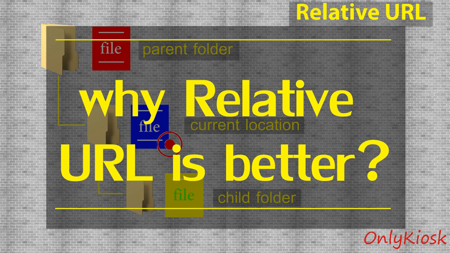In the future, your web program will be uploaded onto the server from your own computer. The server might not even have disk C, disk D, or even desktop. Therefore, if you use absolute URL, your program is basically unmovable. But if you use relative URL, you don't have this problem anymore.